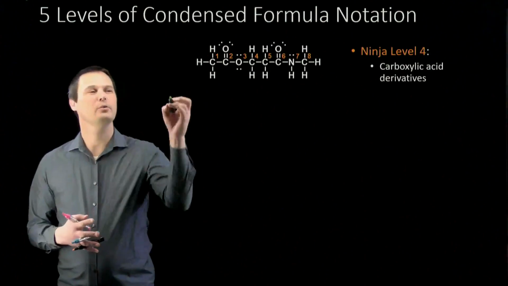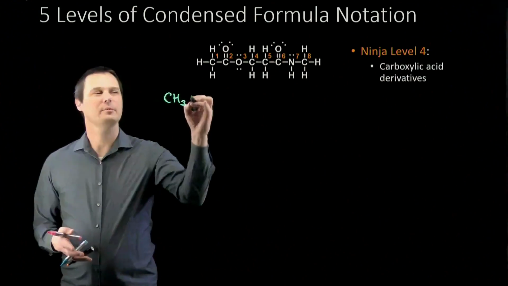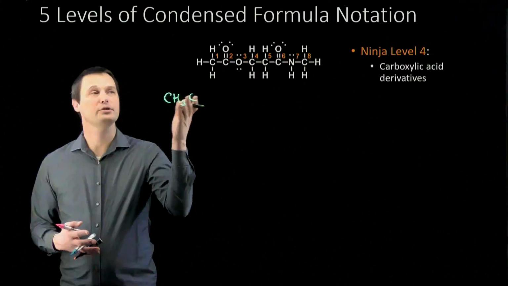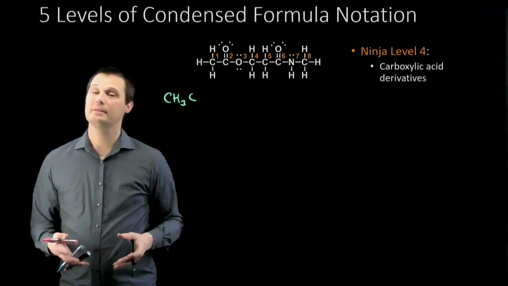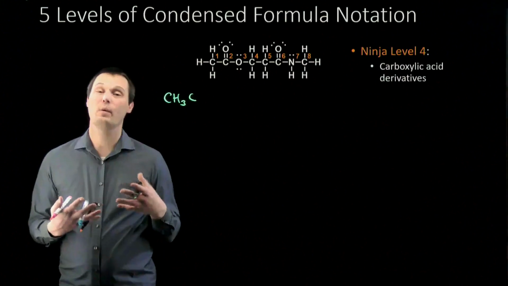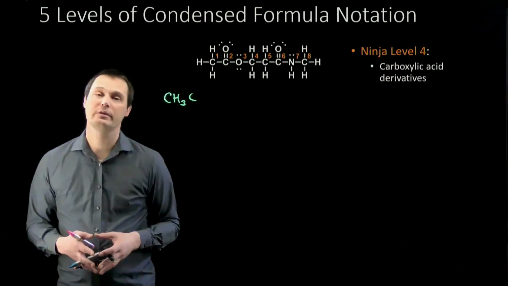We start this molecule with the first carbon, the CH3. Carbon number 2 is the carbon involved in the carboxylic acid derivative. It has a double bond to oxygen and a single bond to another oxygen. This is an ester functional group. There is a convention, a way that chemists write carboxylic acid derivatives in condensed formula.